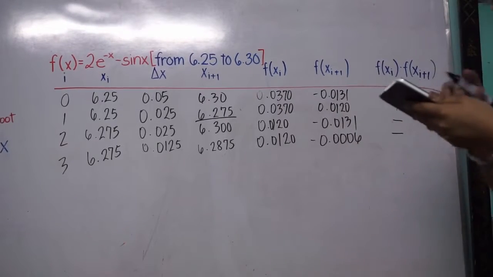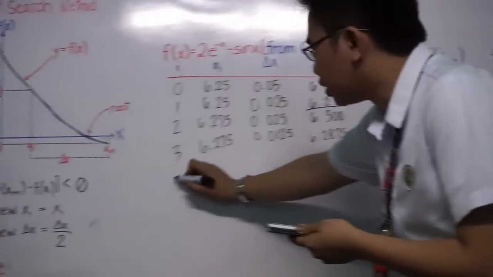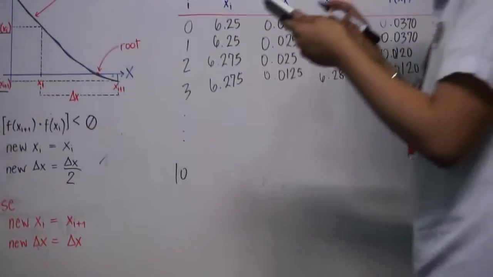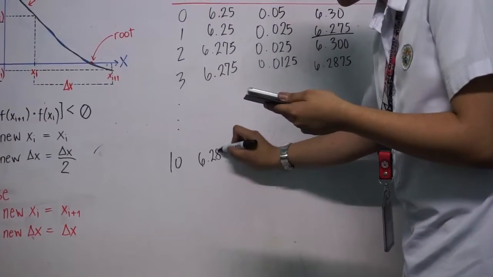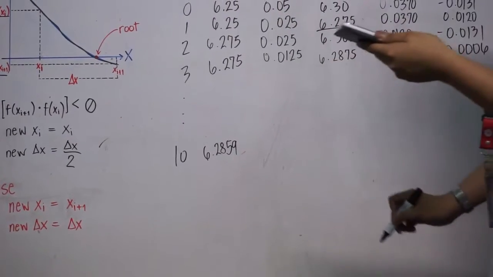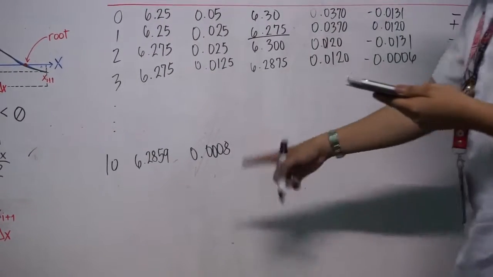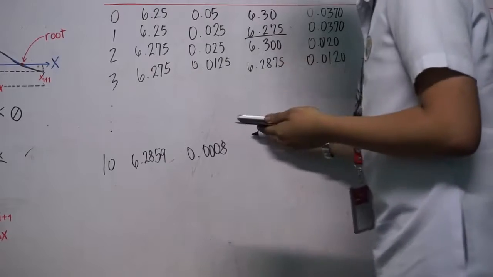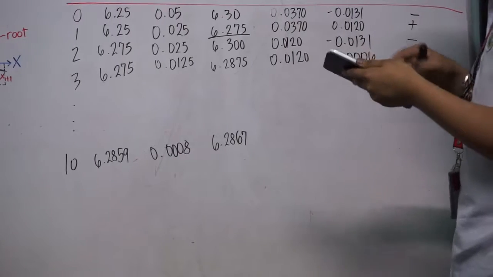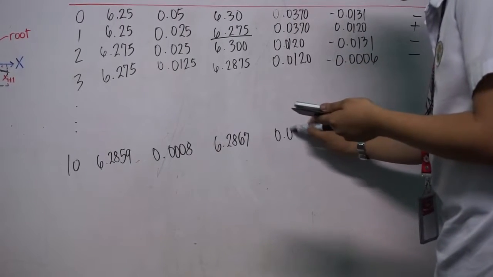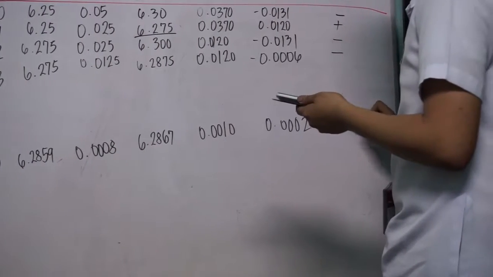Continuing on to the 10th iteration, we will find that x_i at that point is equal to 6.2859, and delta x is equal to 0.0008. Taking the sum generates 6.2867. Finding the equivalent function values, 0.0010 and 0.0002 will generate a plus sign.